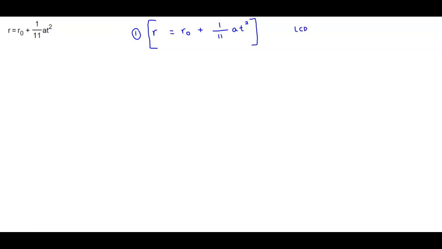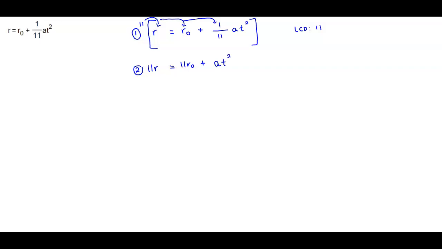Well, the LCD is 11. And how many terms do we have? We have 3 terms. So we're going to multiply 11 times r, 11 times r subscript 0, and then 11 times 1 over 11 times at squared. So 11 times r is 11r, which is equal to 11 times r subscript 0, 11r subscript 0, plus, well, what's 11 times 1 over 11? It's 1. So now all we have is at squared.